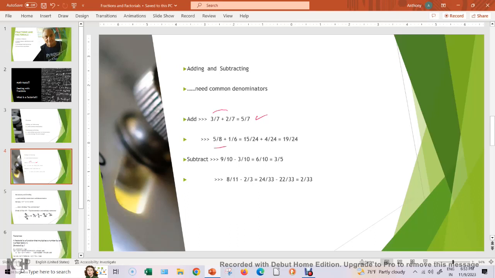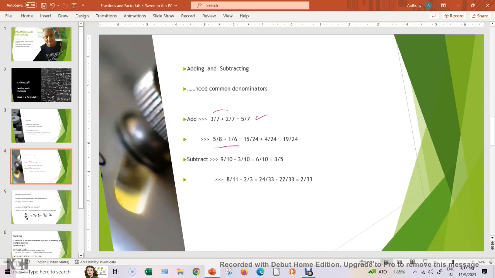Now, in this case, you notice that the denominators are different, 5 over 8 plus 1 over 6. We cannot add those in their present format. What we need to do is come up with a common denominator. In other words, what number will 8 go into evenly and 6 go into evenly? Well, you could say, look, 8 times 2 is 16, 8 times 3 is 24. That'll work, 24. And so you convert 5 over 8 to something over 24.